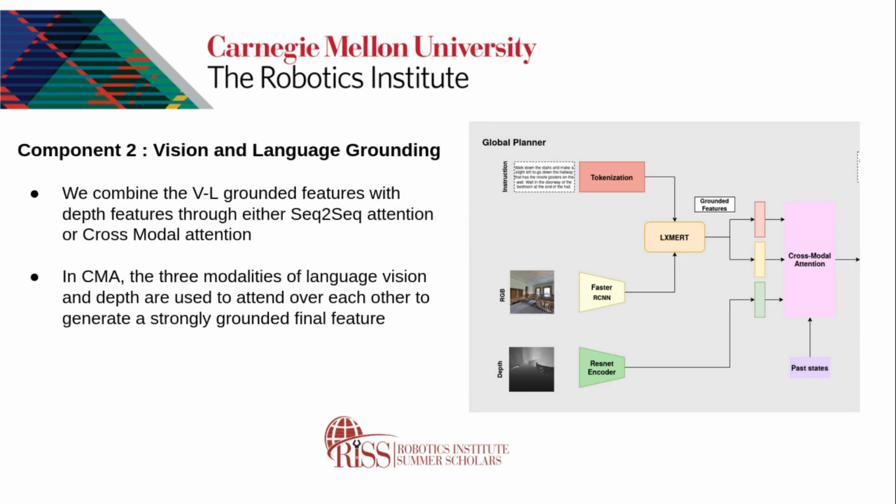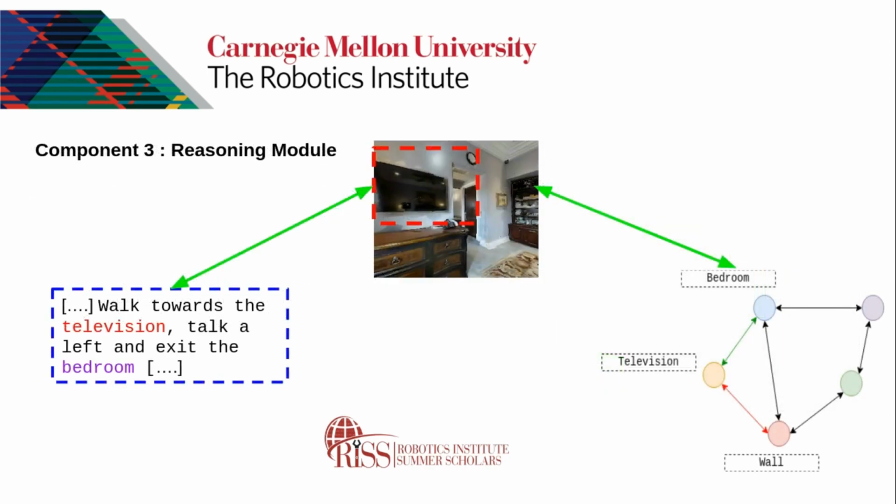Additionally, we use a separate ResNet encoder to encode the depth features, and we employ cross-modal attention on top of these three different modalities. The cross-modal attention uses each of these features to attend over the other two features to finally produce a very strongly grounded feature vector. We pass this feature vector to the reasoning module.